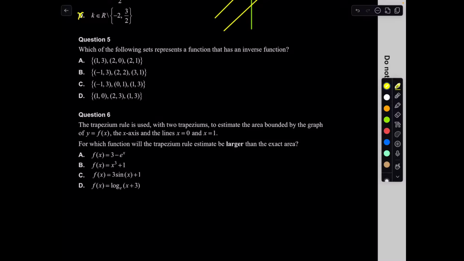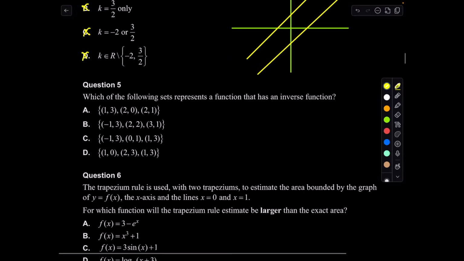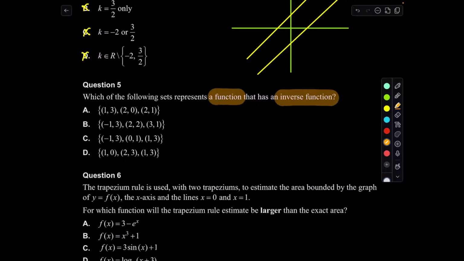Question 5. Which of the following sets represents a function that has an inverse function? Now be careful. Look at the wording here. Let's zoom in. So first they want the following sets to be a function and also to have an inverse function. Now, for us to have a function, what condition do we have to meet? Does anyone remember? Remember, we use something called the vertical line test to check if it's a function.